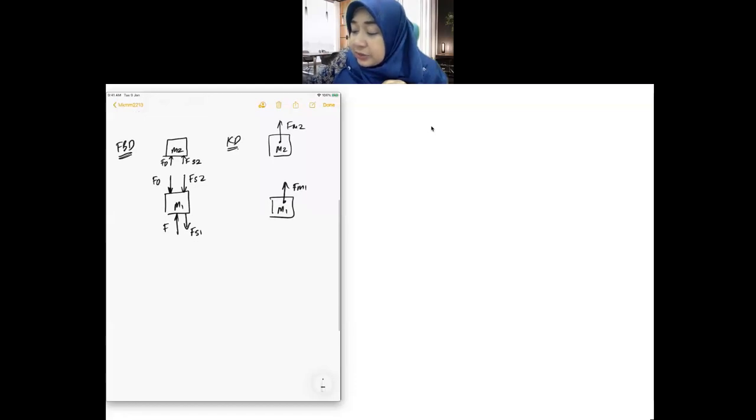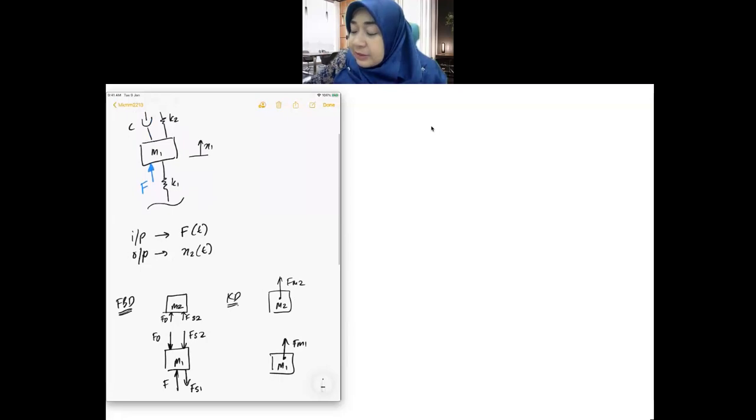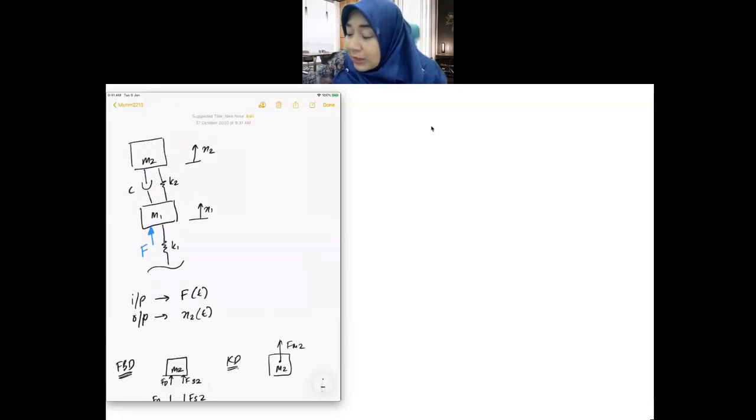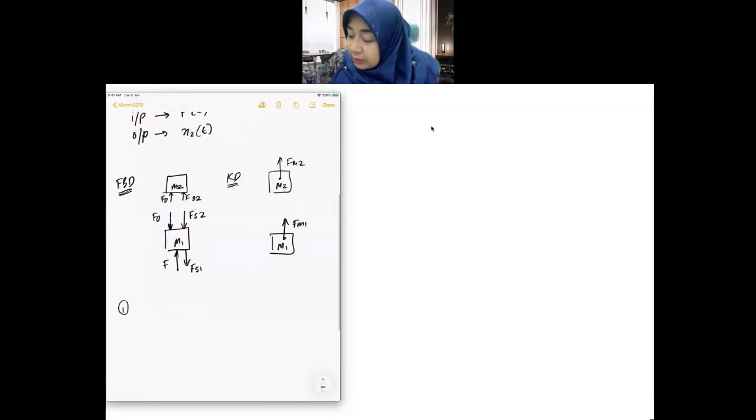Let's write those equations. Okay, for spring 1, when you look at the system here, the spring is actually pushed up. The spring force is equal to kx, and in this case the x is x1. So I have the force of spring 1 as k1 x1. That's very straightforward. So the force due to spring 1 is equal to k1 x1.